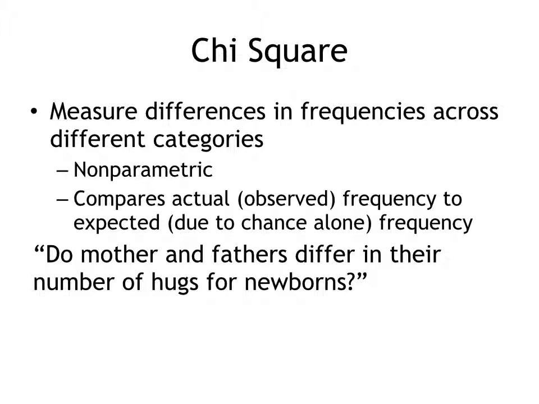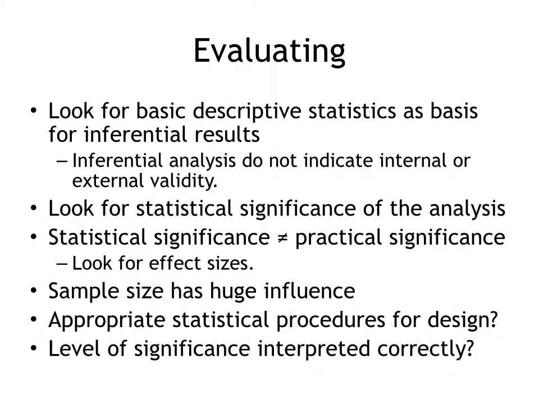So for example, a non-parametric kind of question, do mothers and fathers differ in their number of hugs for newborns? You're not going to see a normal distribution there, are you? It's going to be frequencies of those, and then you're trying to compare whether the frequency difference between mothers and fathers is what you would just expect by chance, or is there an actual difference there? So those are some of the more common ones.